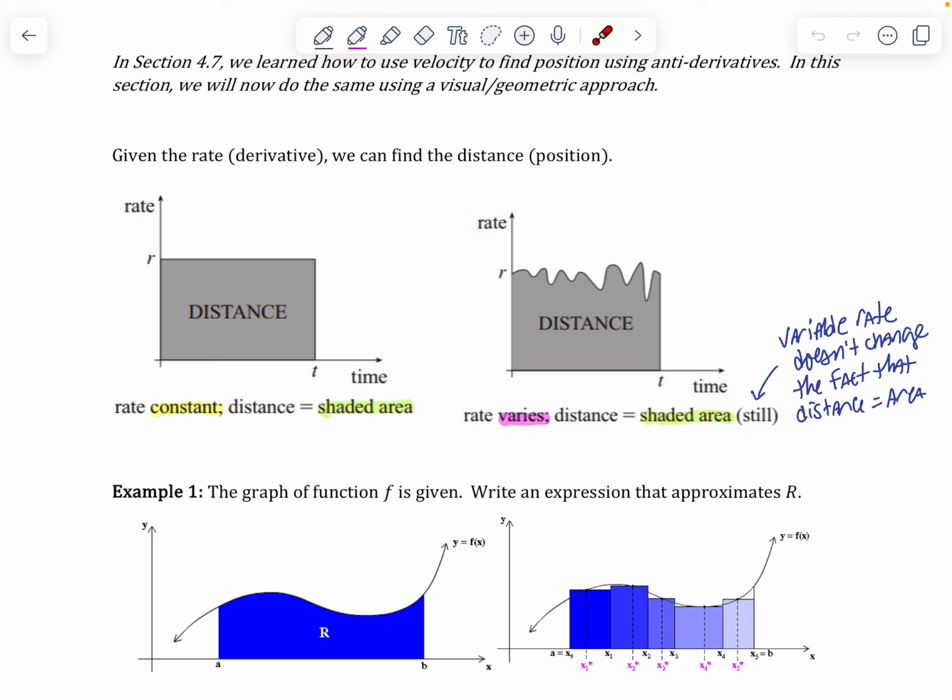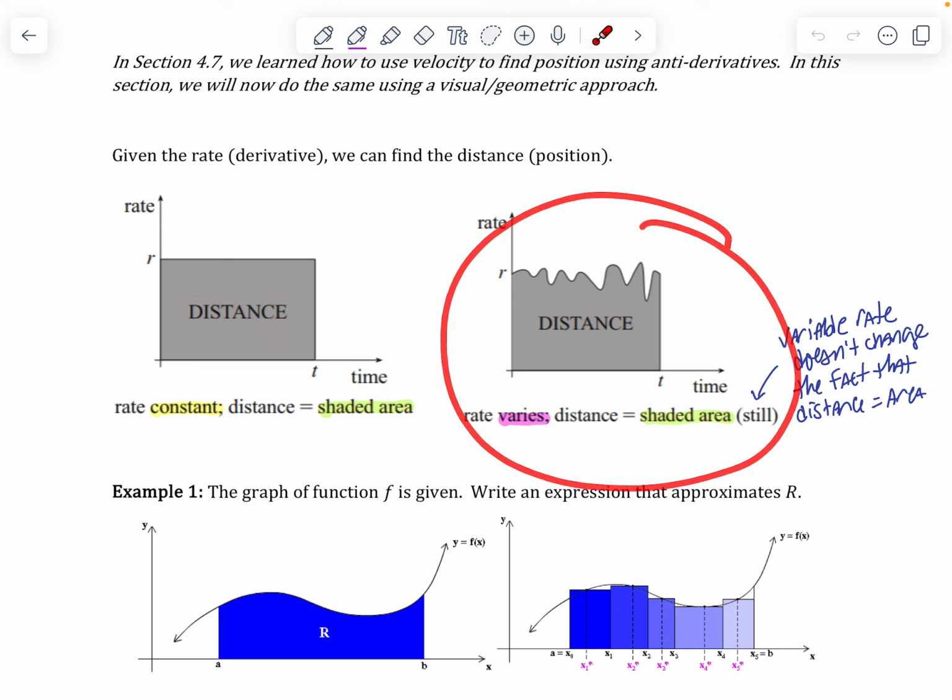And we know how to find the area of a rectangle. So we can take how long we've been traveling times the rate that we were going. Those multiply together to give us the area of the rectangle, which is the total distance that we've traveled.